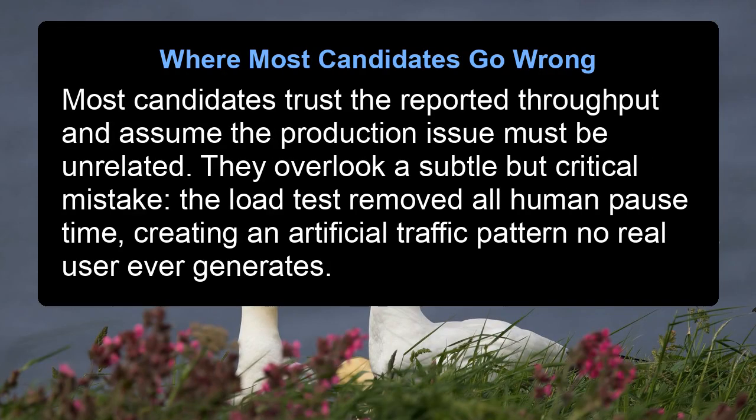Where most candidates go wrong. Most candidates trust the reported throughput and assume the production issue must be unrelated. They overlook a subtle but critical mistake. The load test removed all human pause time, creating an artificial traffic pattern no real user ever generates.